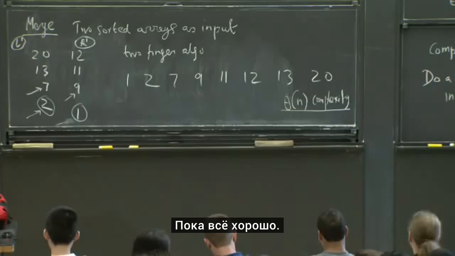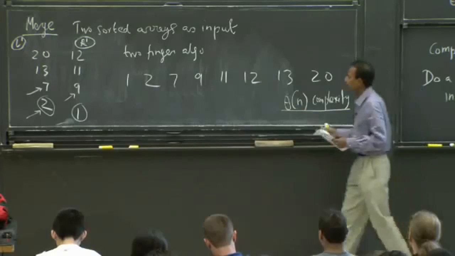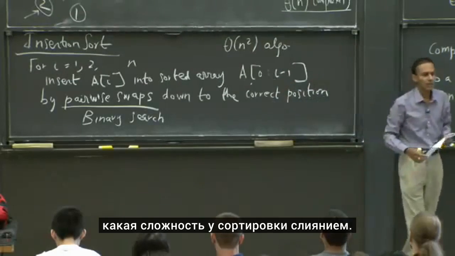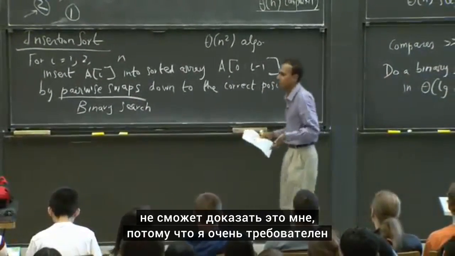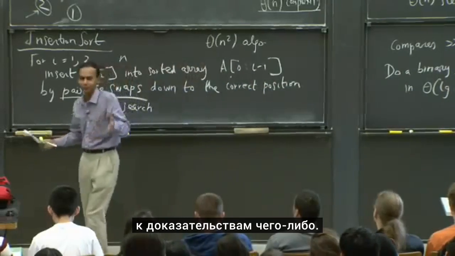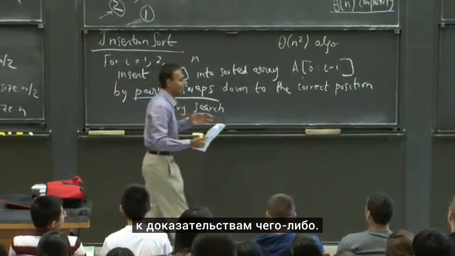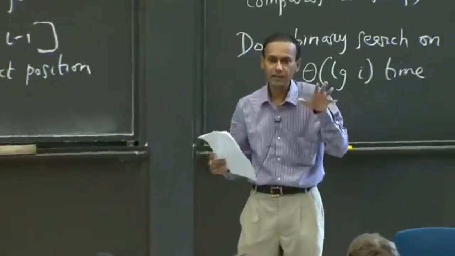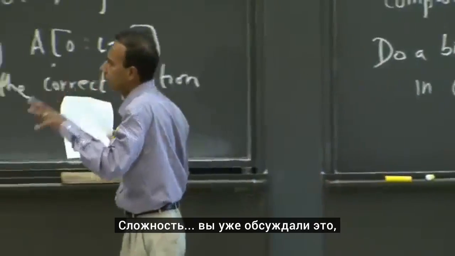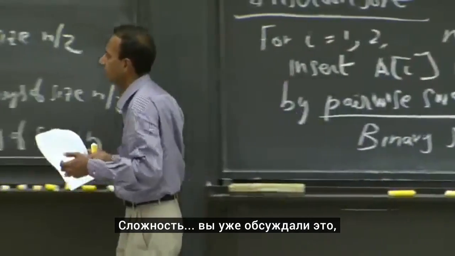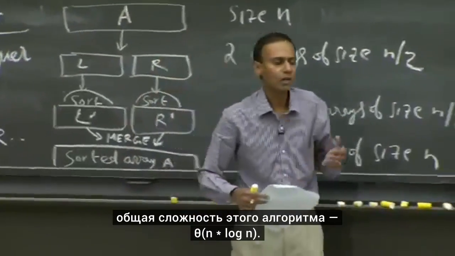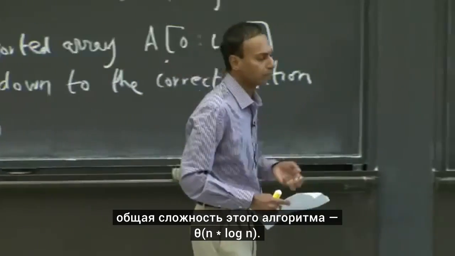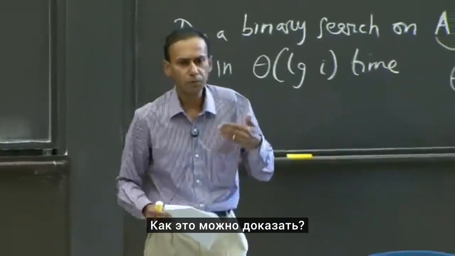So far so good. I know you know the answer as to what the complexity of merge sort is, but I'm guessing that most of you won't be able to prove it to me because I'm kind of a hard guy to prove something to. Anyway, and I can always say no, I don't believe you or I don't understand, right? So it's the complexity, and you've said this before in class, and I think Eric's mentioned it. The overall complexity of this algorithm is theta n log n, okay? And where does that come from? How do you prove that?